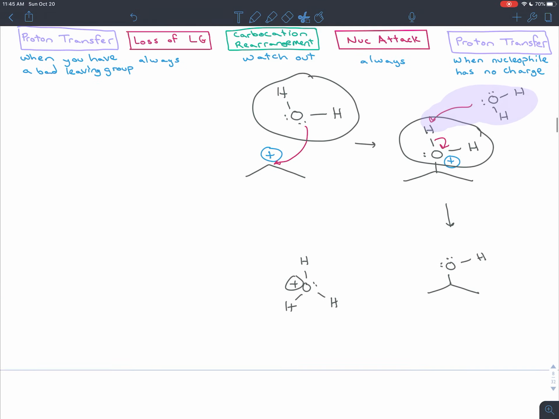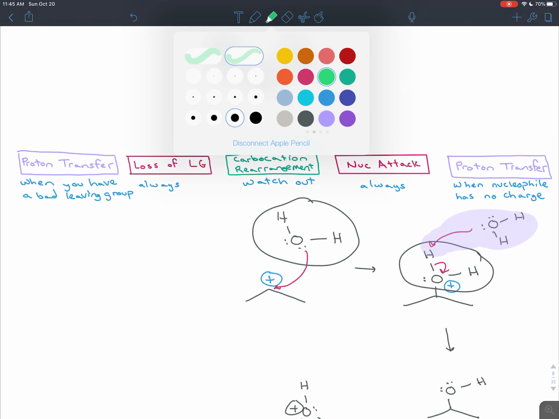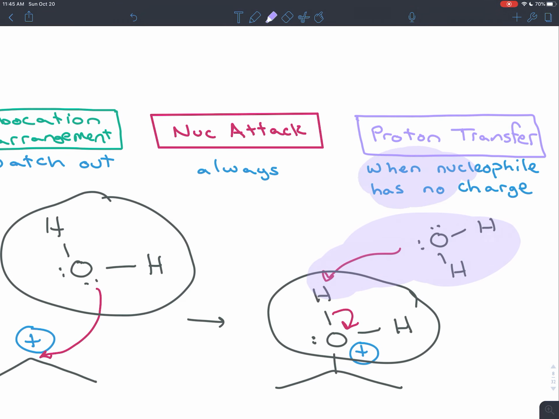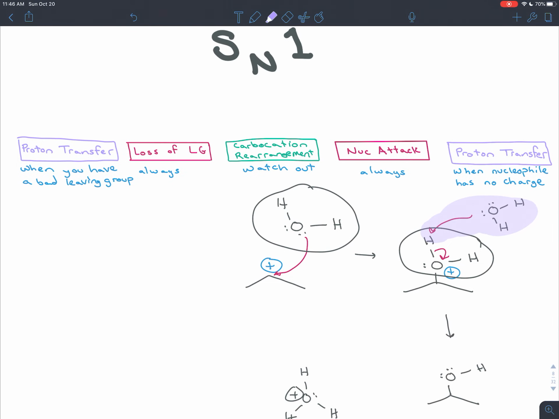So in general, as you can see in all of these examples, we are going to do this proton transfer at the end only when the nucleophile does not have a full negative charge. If the nucleophile does have a full negative charge, then we don't have to do that proton transfer. So hopefully that gives us some practice in recognizing when we have to do this step at the end.